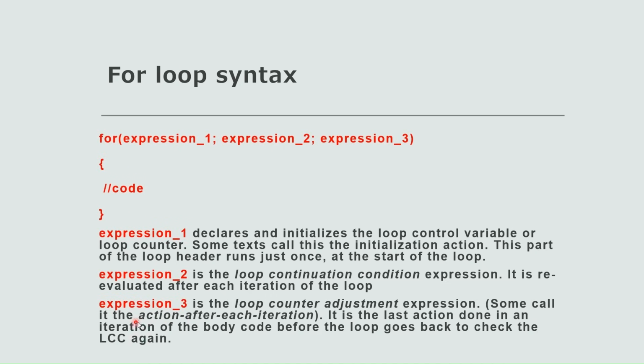Expression 3 is the loop counter adjustment expression. Some call it the action after each iteration. It is the last action done in an iteration of the body before the code loops back to check the loop continuation condition again. And what does it mean? When expression 2 evaluates to true, the code will be executed, then we will go to expression 3 and execute it.